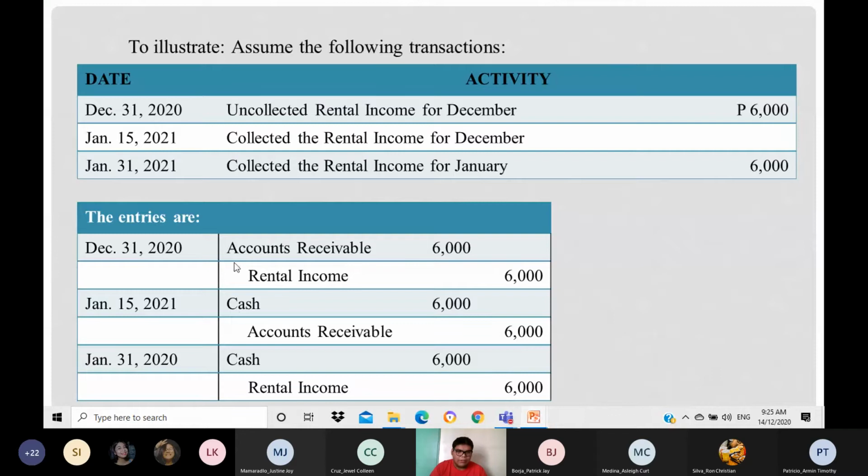Then, January 31, same process na. Cash, 6,000. Pero here, again, credit to rental income na siya. So, supposed to be, kung walang delay, no? Cash and rental income lang siya. Debit to cash and credit to rental income, but since there is a delay, nagkaroon ka ng accounts receivable na debit and credit.